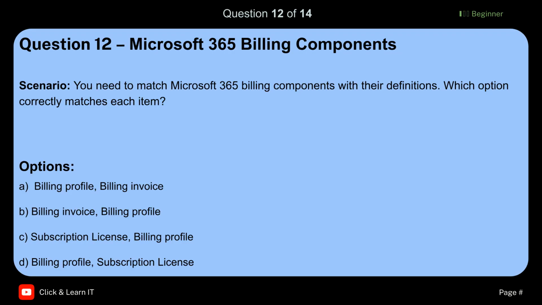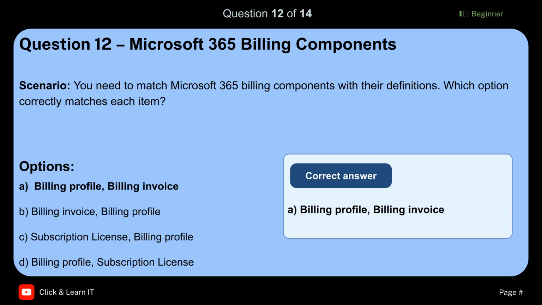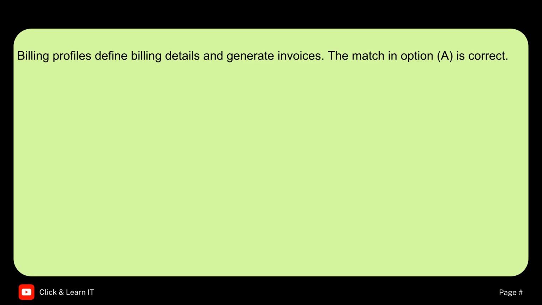Question 12. Microsoft 365 billing components. You need to match Microsoft 365 billing components with their definitions. Which option correctly matches each item? The correct answer is A, Billing Profile, Billing Invoice. A billing profile contains the billing details, and a billing invoice is the generated bill for your charges. Billing profiles define billing details and generate invoices, making option A the correct match for the billing components.